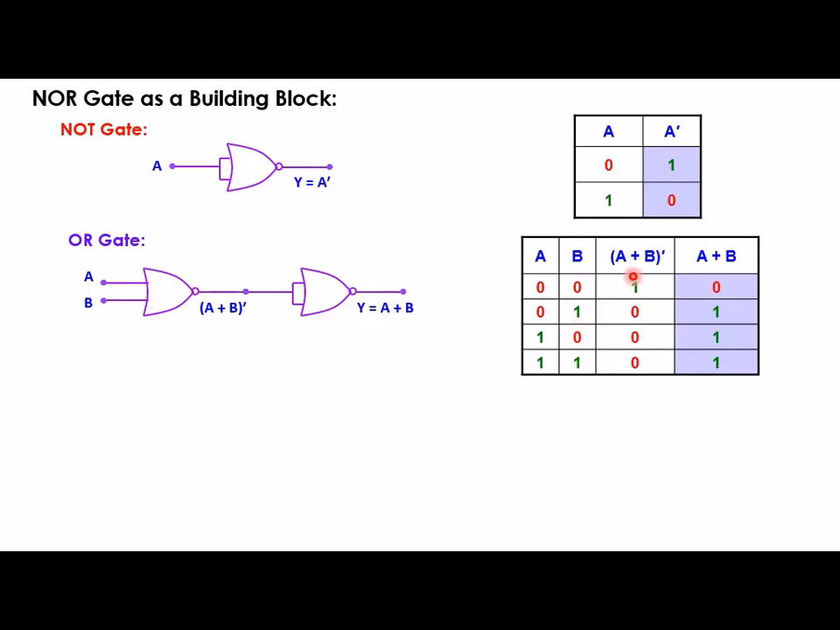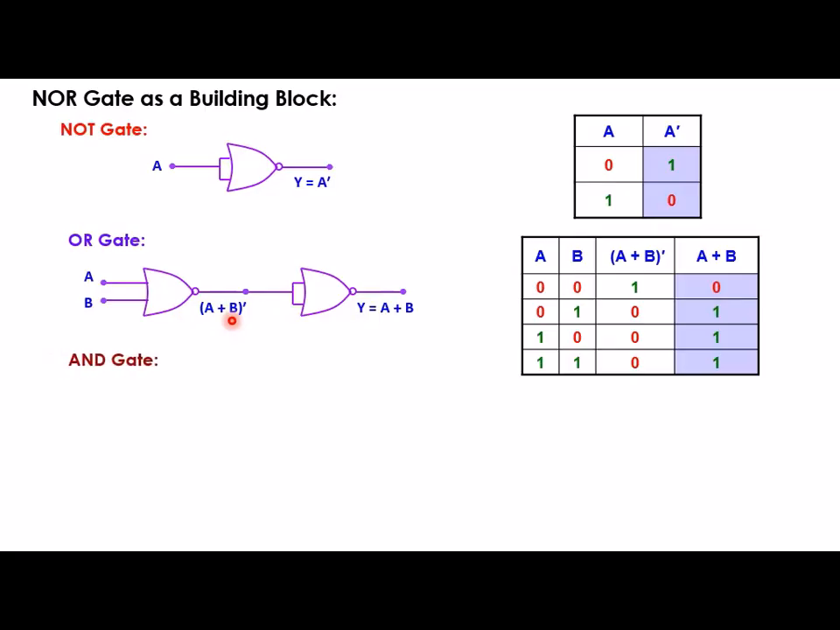Now if we apply another NOT operation to this output, then we will get 0 1 1 1, and this is nothing but the OR output. This is nothing but the output of an OR operation or OR gate with A and B as input. So this is how we can realize an OR gate using a NOR gate.